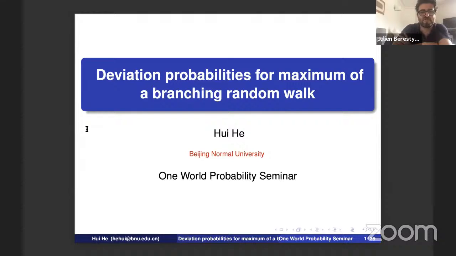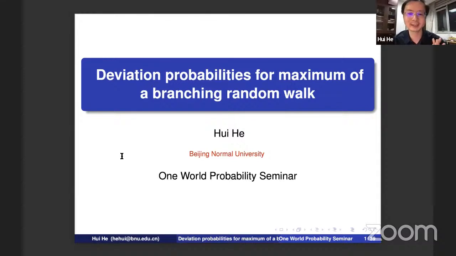So for our second talk, we have the pleasure to welcome Hui He from Beijing Normal, who is going to talk about deviation probabilities for the maximum of a branching random walk. Floor is yours. Okay, thank you for the introduction, and also thank you for the invitation. It is my great pleasure to give a talk here.